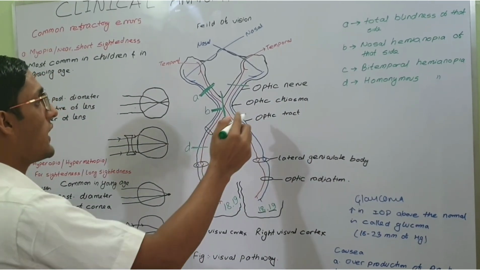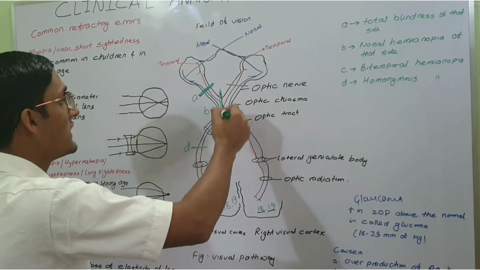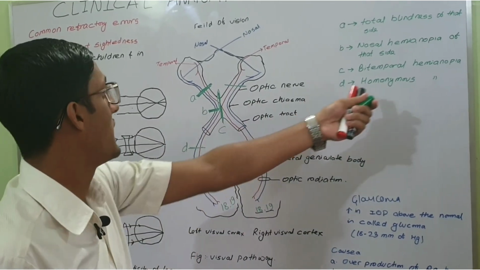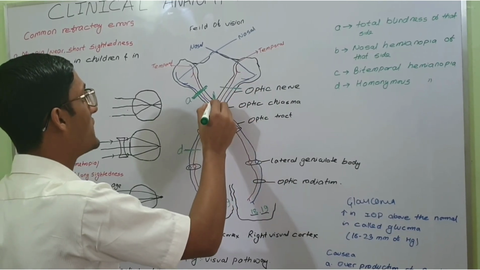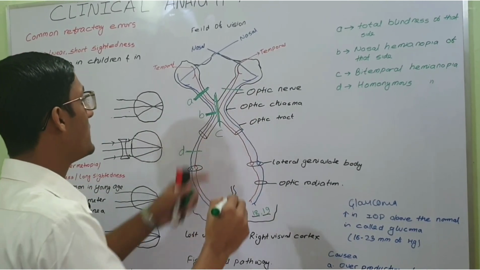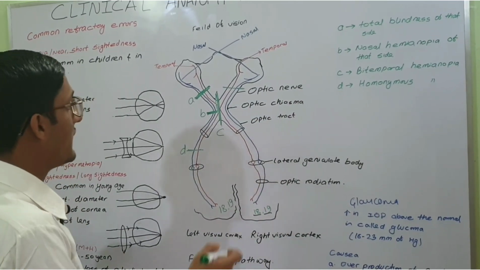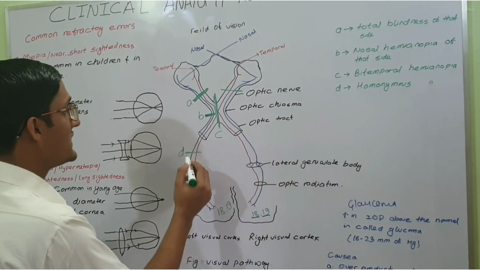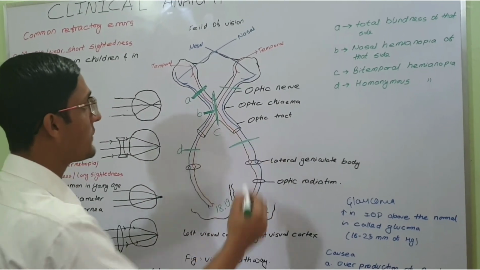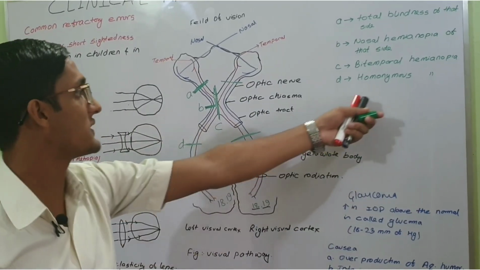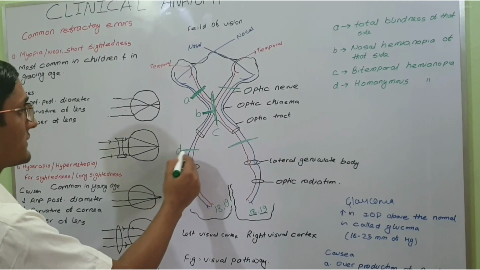If the lesion occurs in the optic chiasma, in this whole part, then bitemporal hemianopia occurs. Remember this: the red ones are the temporal fibers, and if the lesion occurs in the optic chiasma, then bitemporal hemianopia occurs. And if the lesion occurs in the optic tract, in this part, then homonymous hemianopia occurs.